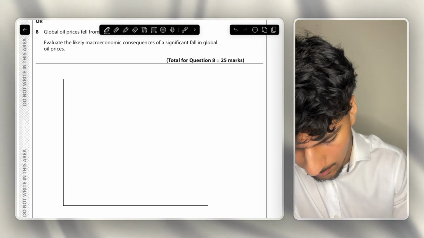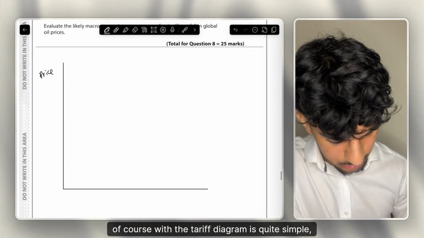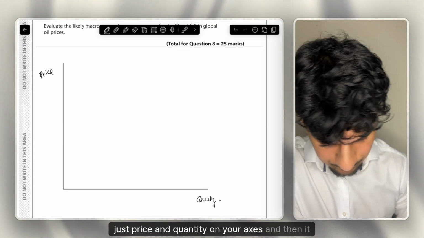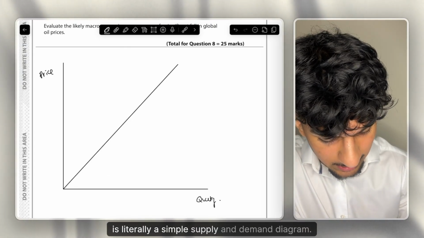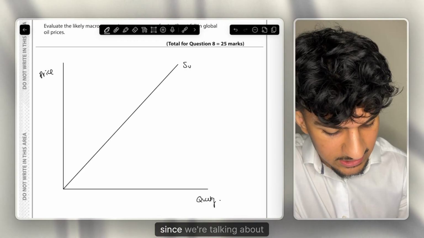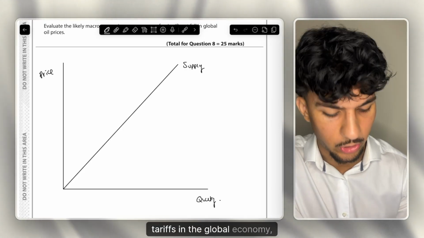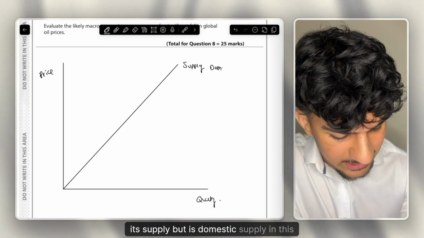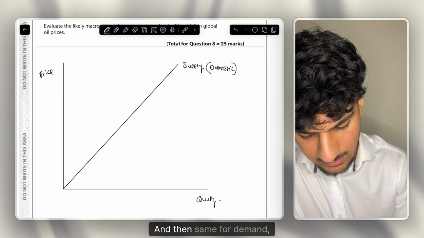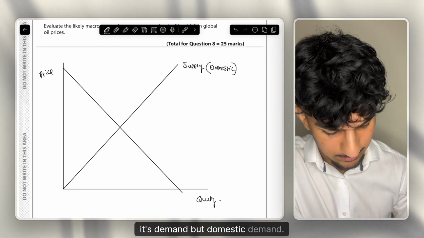So nice and big. Of course, so the tariff diagram is quite simple, just price and quantity on your axes. And then it is just literally a simple supply and demand diagram. But since we're talking about tariffs in the global economy, it's supply but is domestic supply in this scenario. And then same for demand, it's demand but domestic demand.